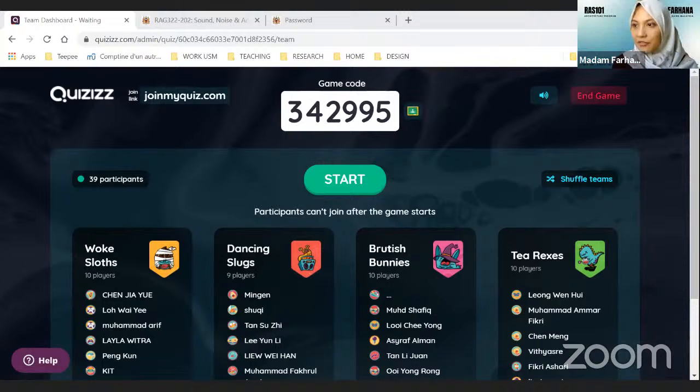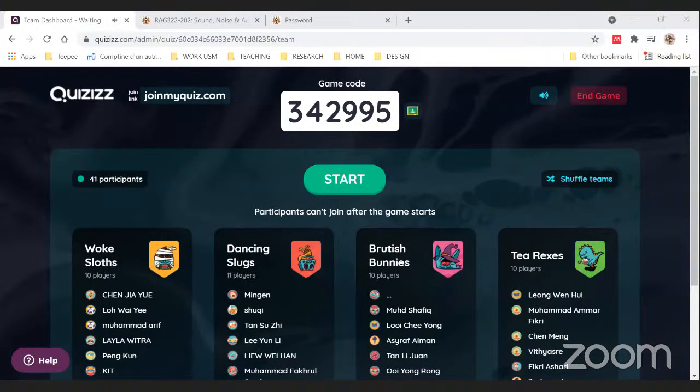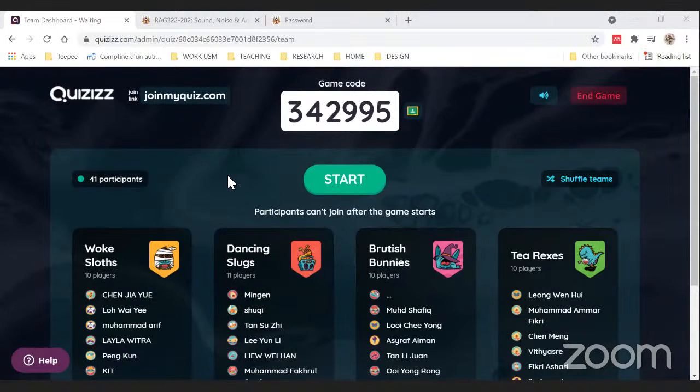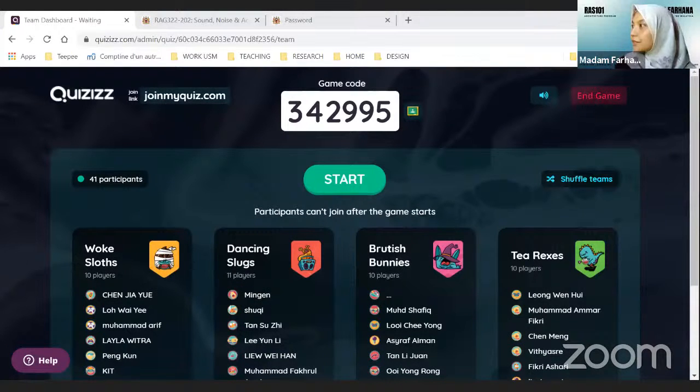I hope everyone doesn't have class. Chen Chunlin, Chen Meng, you are here. You don't have class, right? Peng Kun already answered, and Zhang Ruidi and Zheng Jin. Okay, 6 of you. So another 6 students are not in the class yet. Another 6 haven't joined the game yet.